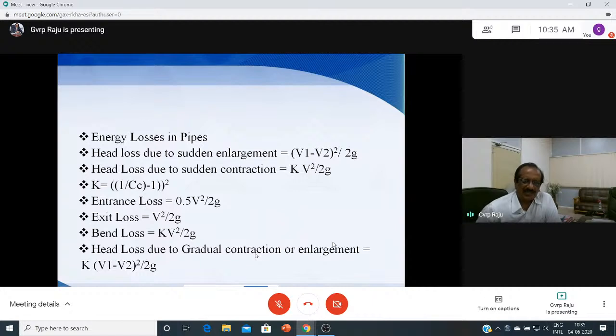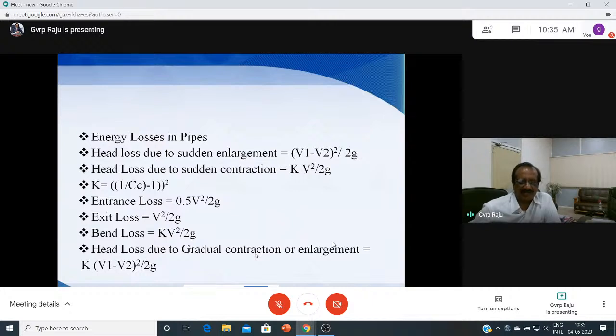And head loss due to sudden contraction is k V square by 2g, where V is the velocity after contraction. Remember this V, because we have only a single V here. Head loss due to sudden contraction is k V square by 2g, and V is the velocity of the water after contraction, where k is equal to (1 by Cc minus 1) whole square, and Cc is the coefficient of contraction. In the absence of data, we can take k equal to 0.5.